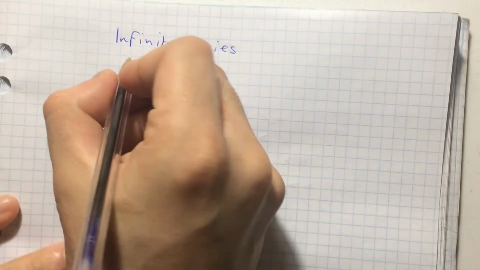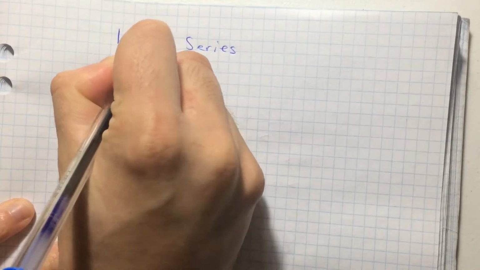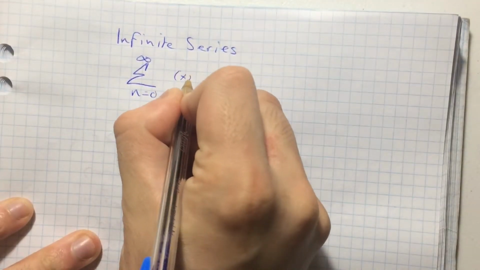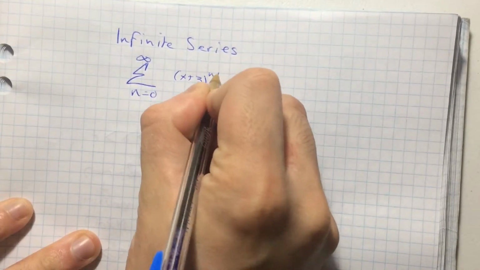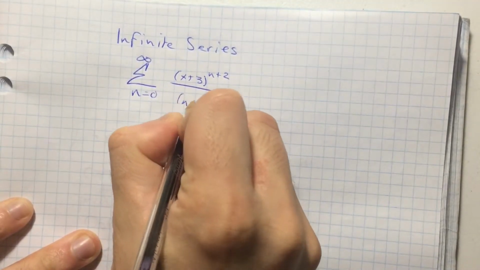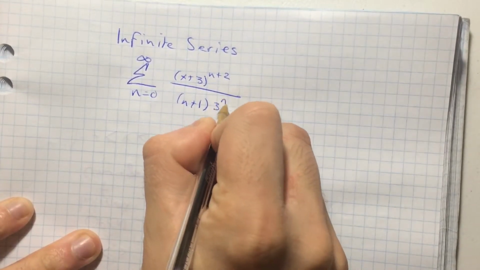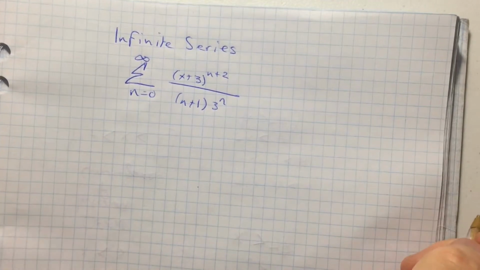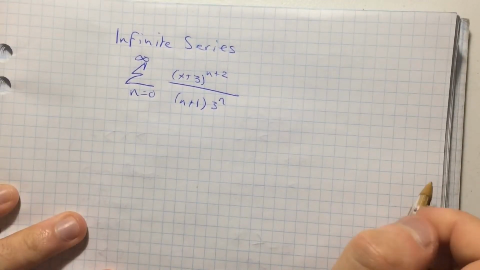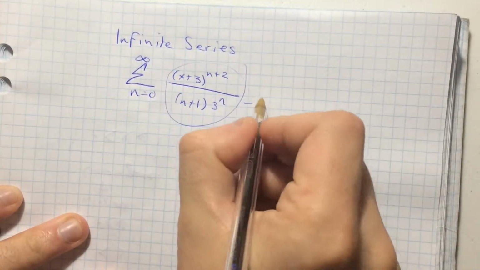So the problem is the summation from n equals 0 to infinity of (x plus 3) to the n plus 2 over (n plus 1) times 3 to the n. That's the problem. I've just made this up. It doesn't really matter what the numbers are. It's the same idea. This is just still a sub n.